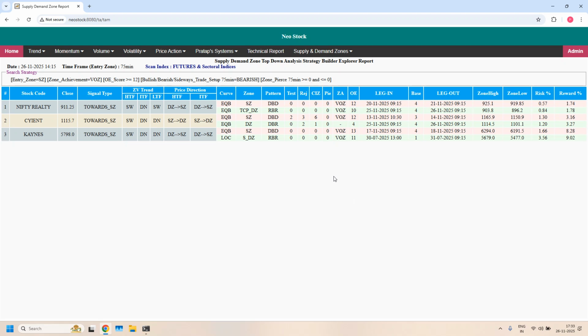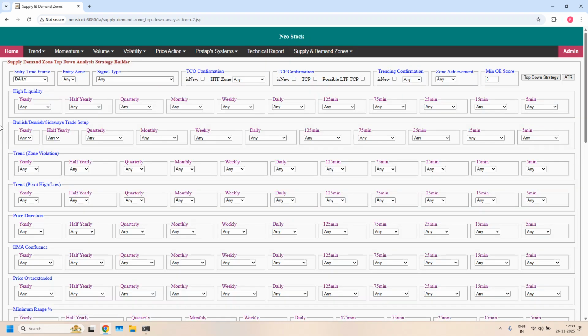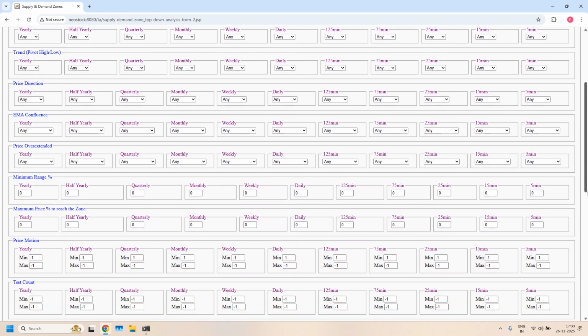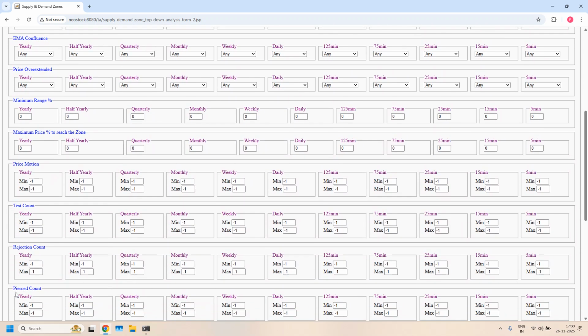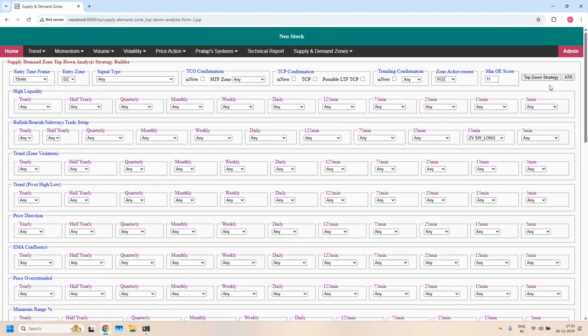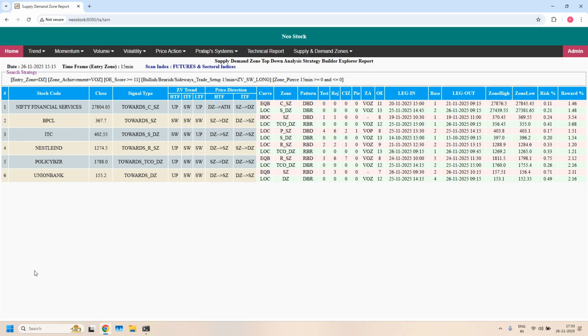Okay, next I will generate daily income trade reports. For daily income trade sideways long trade setup, entry time frame zones are 15 minutes demand zone. Here bullish or bearish or sideways at 15 minutes, I am selecting sideways long, zone achievement violated opposing zone. Minimum order enhance score 11 and the 15 minutes demand zone should not be pierced. So in the pierced count parameter at 15 minutes time frame, minimum value should be 0, maximum value should be 0. So with these filters, we got 6 stocks.